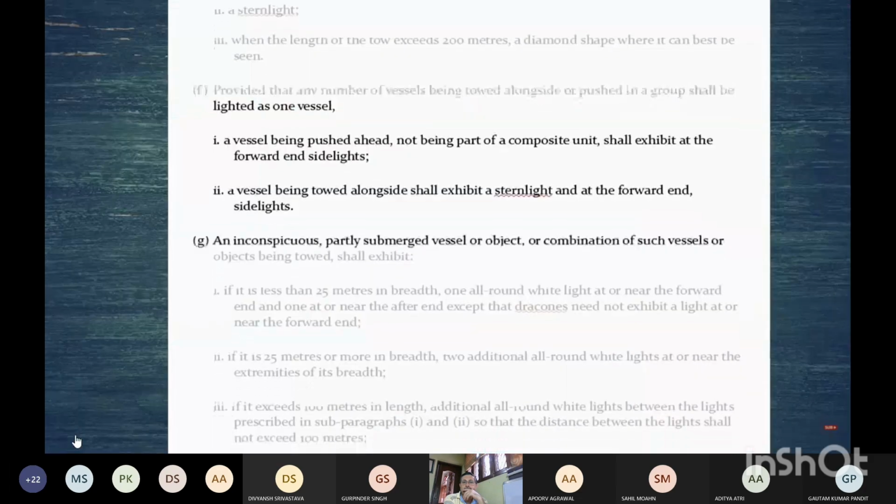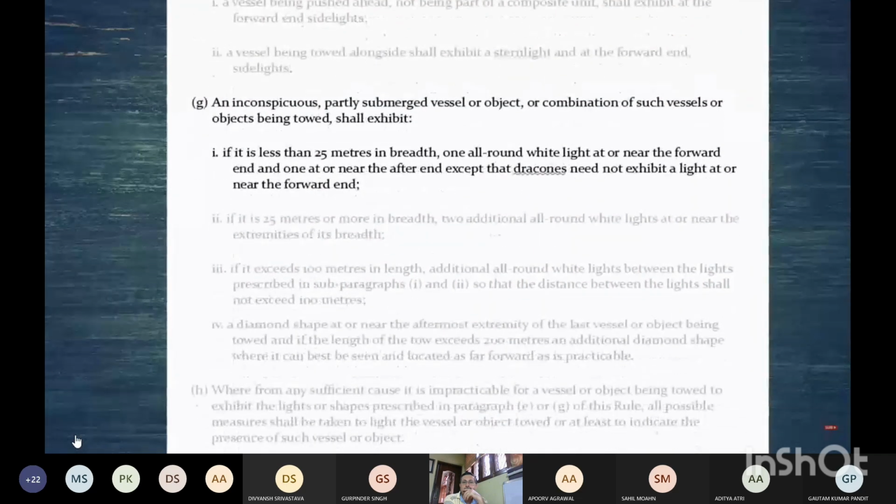And then we're on to part G, which is inconspicuous and partly submerged vessels or objects. The lights that these show depend both on their breadth and on their overall length. If you're less than 25 metres, you just need to put an all-round light at the forward end and at the after end. Unless you're a dracone, in which case you don't need the forward light. And by dracone we mean these kind of rubber bags filled with oil. I've never seen one myself, but if you have a dracone you don't need that all-round one at the forward end.